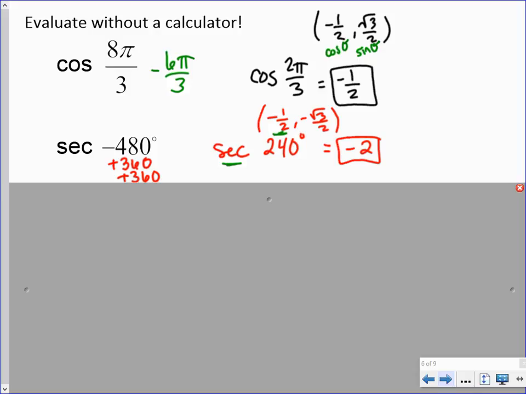Any questions about that? Note that even though we're studying reference angles, we're kind of skipping over it right here because, like I said, we've already done all that work on the unit circle. We did the reference angles as we went around.